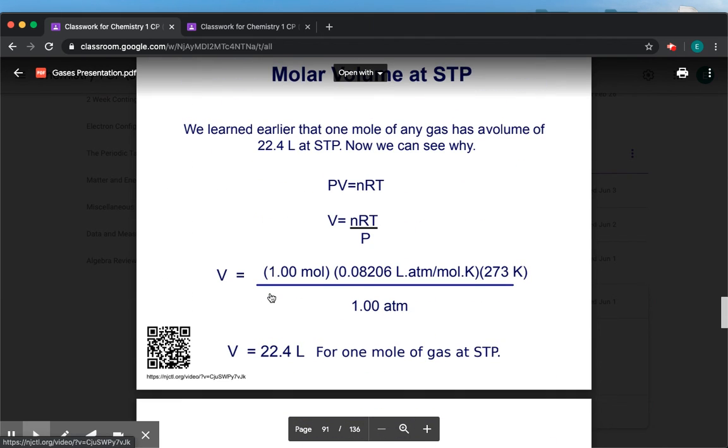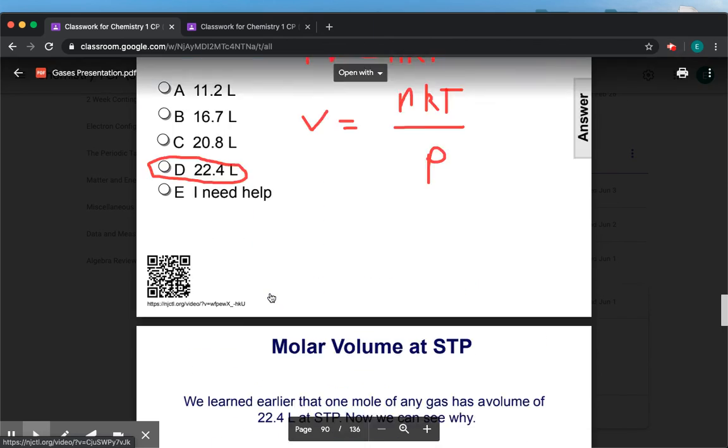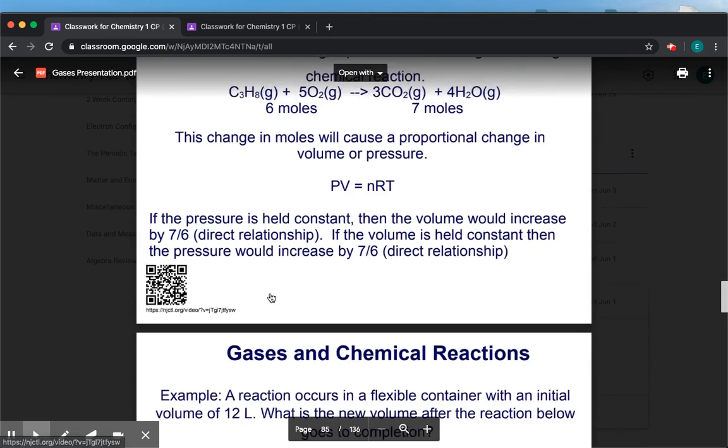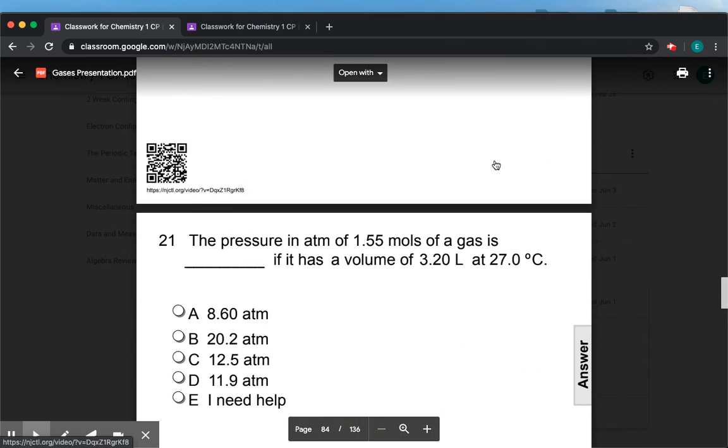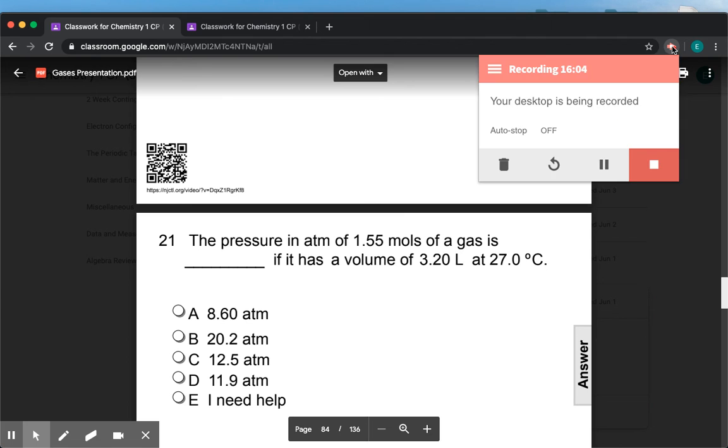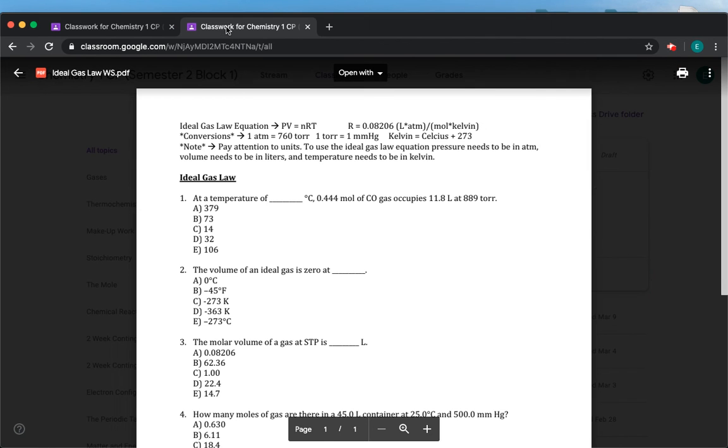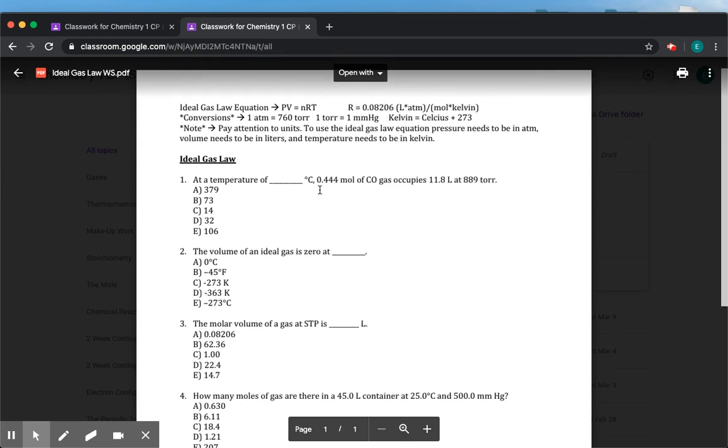Okay, and that is the end of the ideal gas law section. It's just one equation. It's just practice using it. Okay, how are we doing on time? Okay, 16 minutes. So for today, this is, again, another multiple choice.